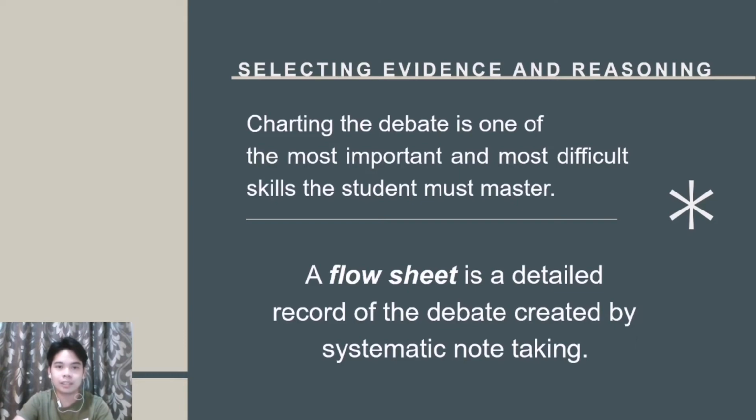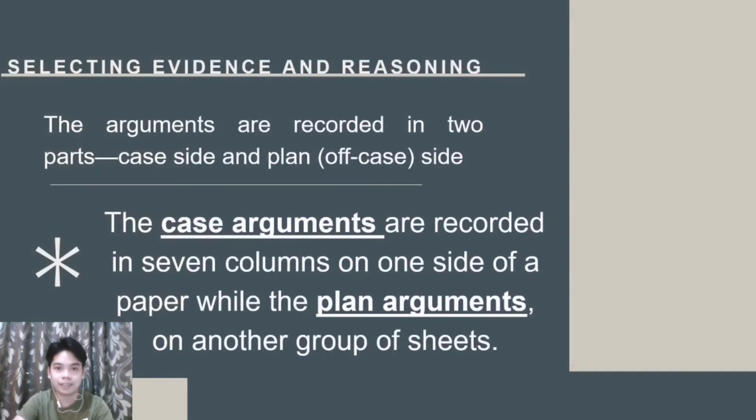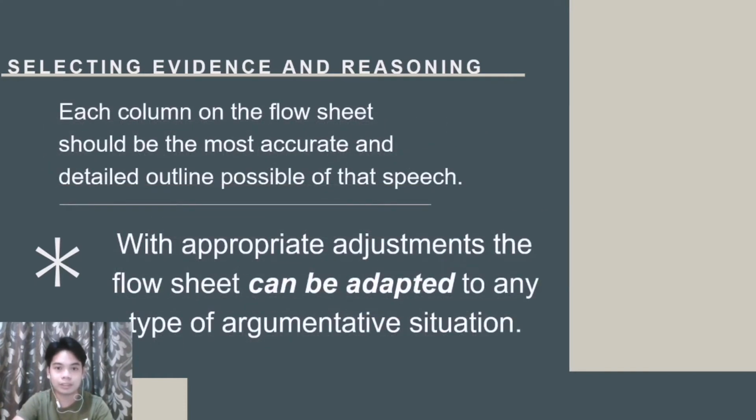The arguments are recorded in 2 parts, case side and plan side. The case arguments are recorded in 7 columns on one side of a paper, while the plan arguments are on another group of sheets. If counterplans or topicality arguments are used, they are also recorded in separate sheets. Debaters and judges often use arrows and other symbols to record the flow of the argument. Different colored pens may be used to record cross-examination data or to identify other items.